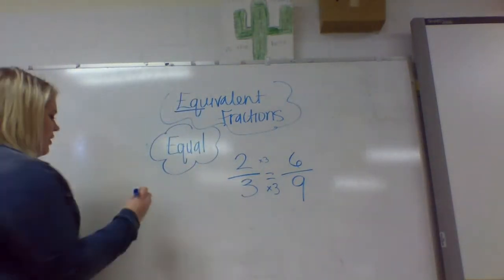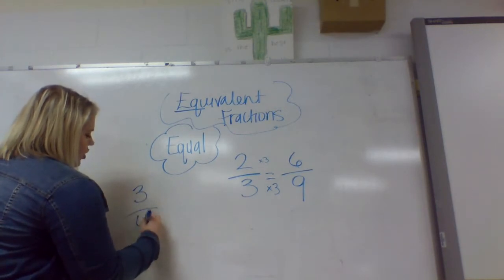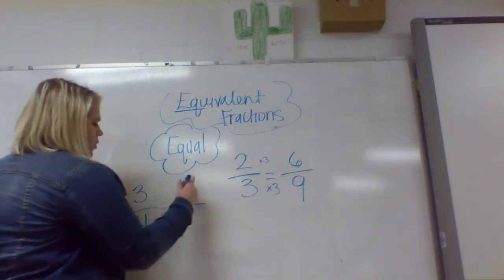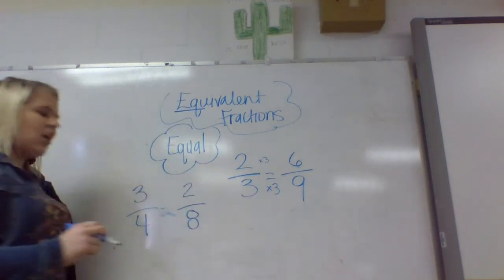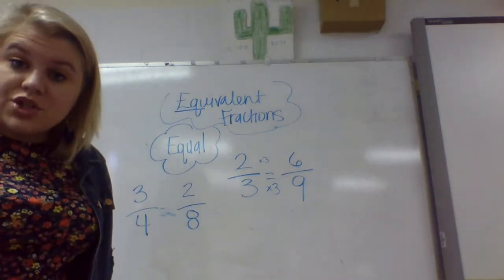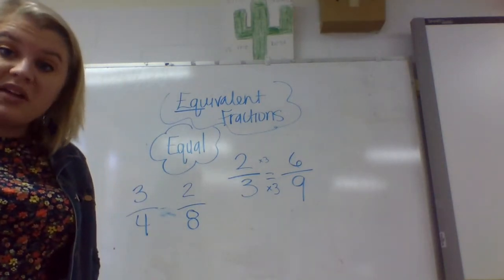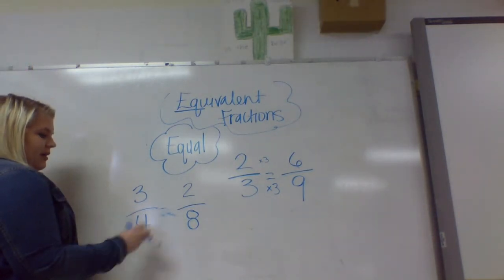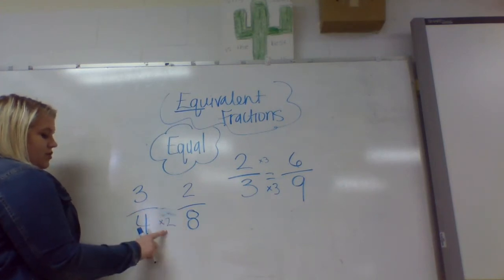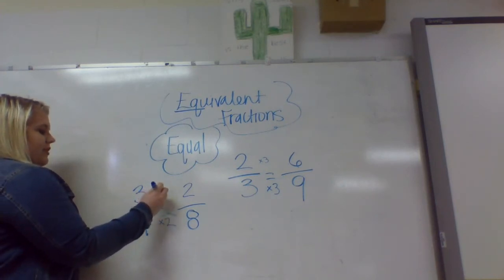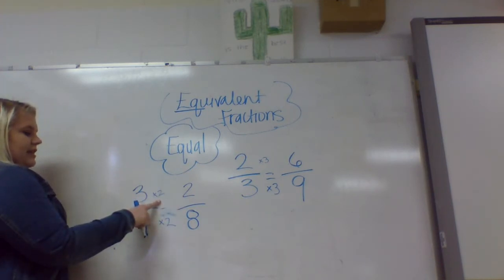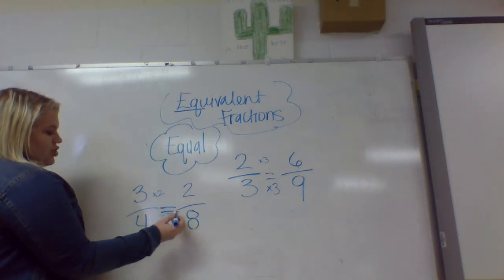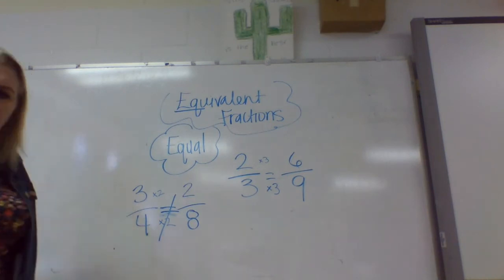But what if they give you 2 fractions? They're not going to tell you they're equal. They're going to ask, are these 2 fractions equivalent, or are 3/4 and 2/8 equivalent? Well, we can figure that out. Can I do something to get from 4 to 8? Can I multiply by something? I can do 4 times 2. So whatever I do to the bottom, I would have to do to the top. 3 times 2 is 6. That's not it. So you can draw an equal sign with an X through it. Those 2 are not equivalent.